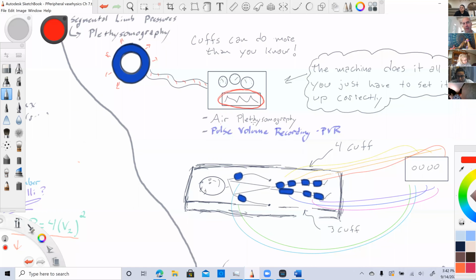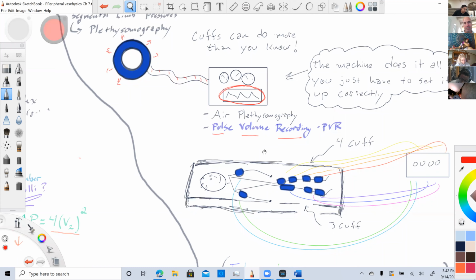So air plethysmography, also called pulse volume recording. There used to be some others. There used to be strain gauge, where something would go around and there'd be a little strain gauge, and every time the heart would beat, the strain gauge would get pulled. I can't remember what that was called. Maybe it was strain gauge plethysmography or something to that effect, but I've definitely never seen those. I have seen the PVRs.